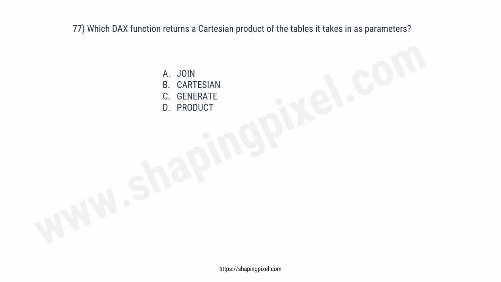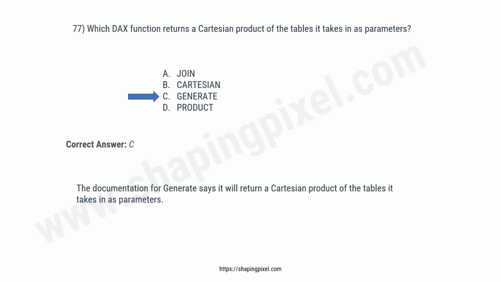Question number 77. Which DAX function returns a Cartesian product of the tables it takes as parameters? And we have four options: join, Cartesian, generate, product. So the right answer here is option C, generate. The documentation for generate says it will return a Cartesian product of the tables it takes in as parameters.